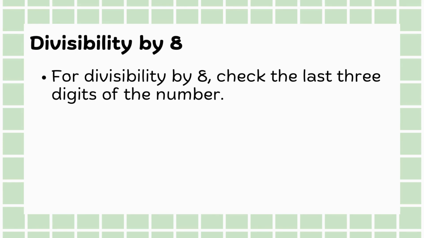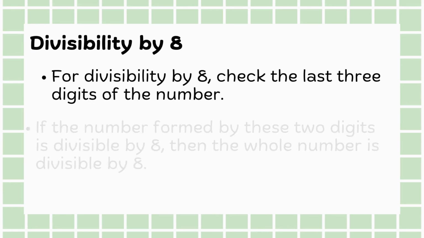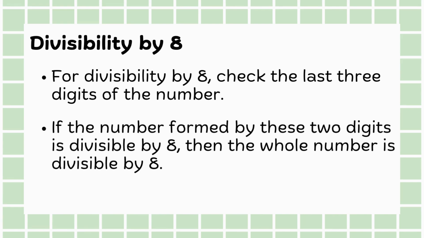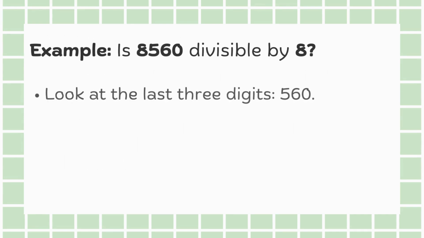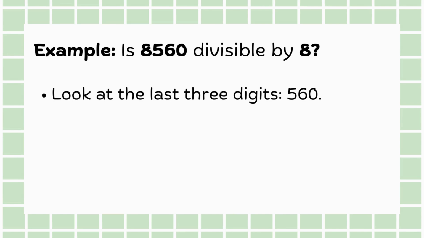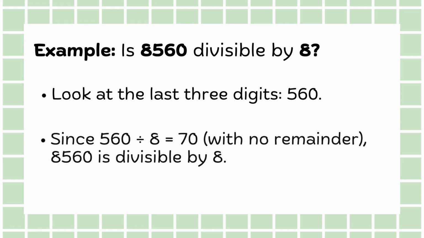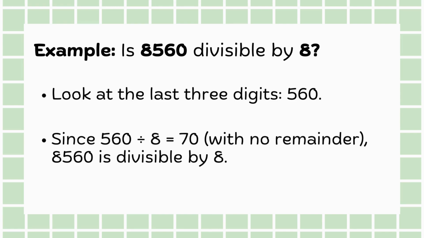Finally, for divisibility by 8, check the last three digits. If the number formed by these digits is divisible by 8, then the whole number is divisible by 8. For example, in 8560, the last three digits are 560. Since 560 divided by 8 equals 70 with no remainder, 8560 is divisible by 8.